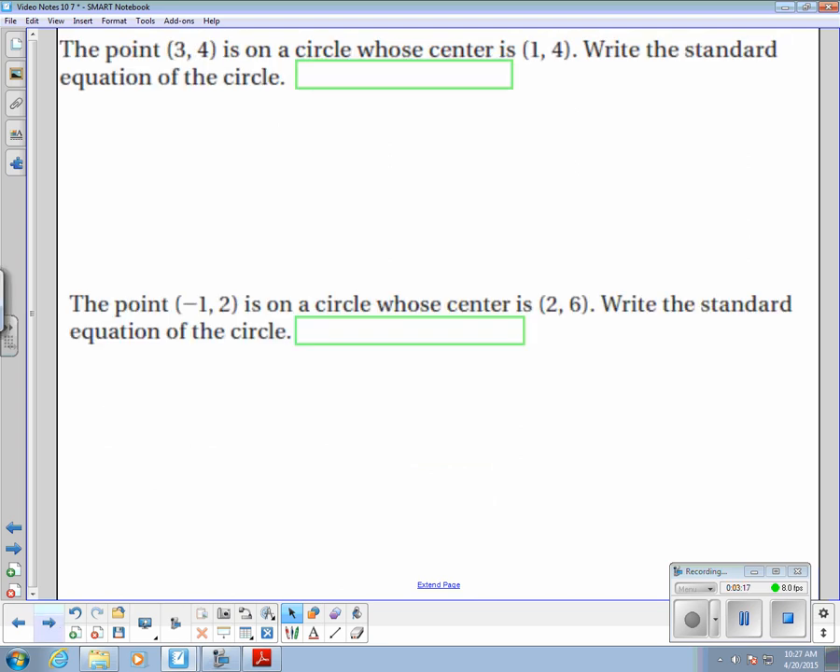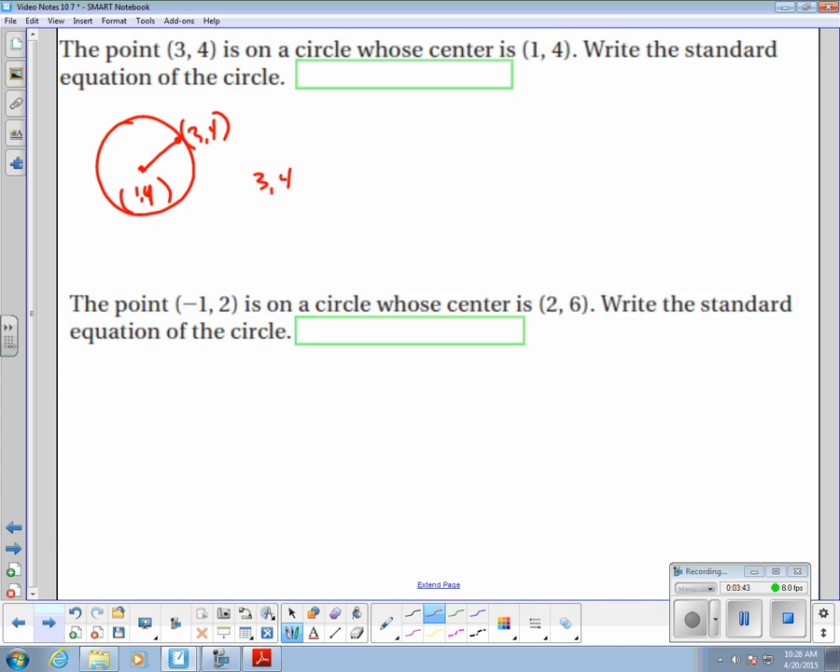Okay, so it says the point 3, 4 is on a circle whose center is 1, 4. It says, what is the standard equation of the circle? So let's look at this. If I know that I have a center here at 1, 4, and I got some point on a circle that's 3, 4, then I need the radius. Well, the radius would be the distance between those 2 points. We've done that before. So 3, 4, 1, 4.